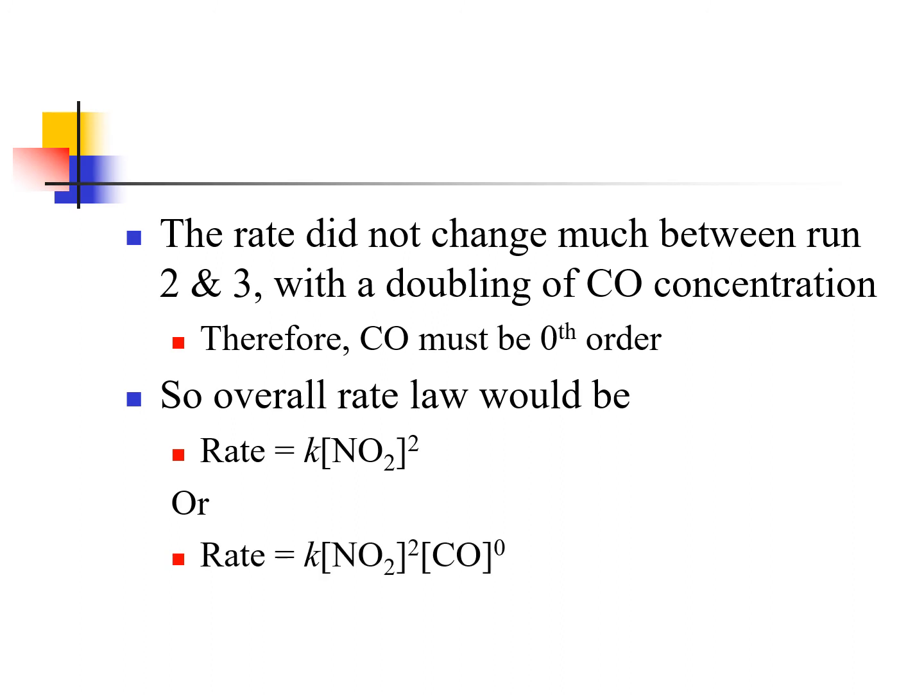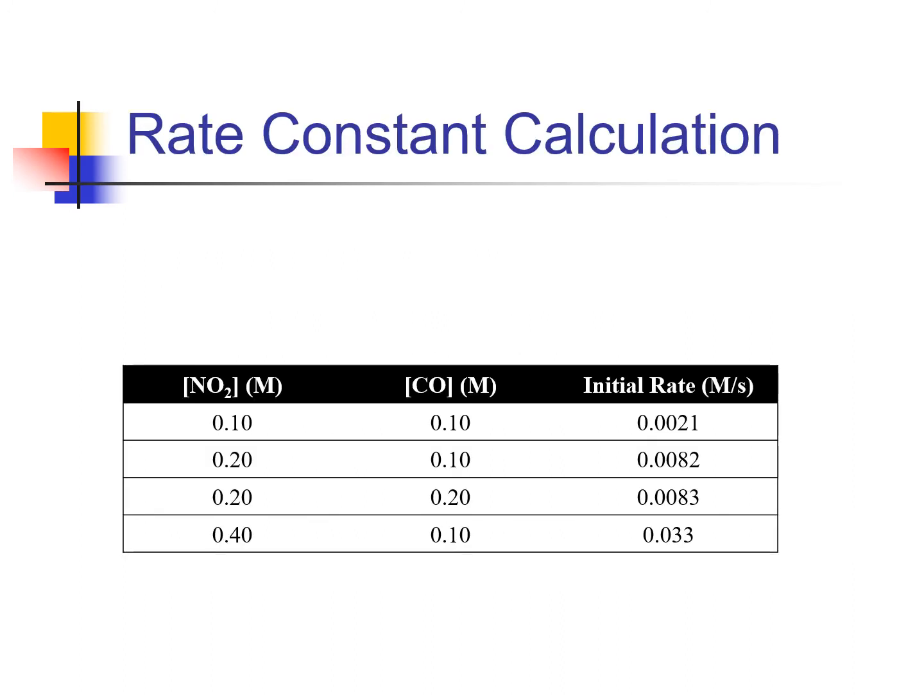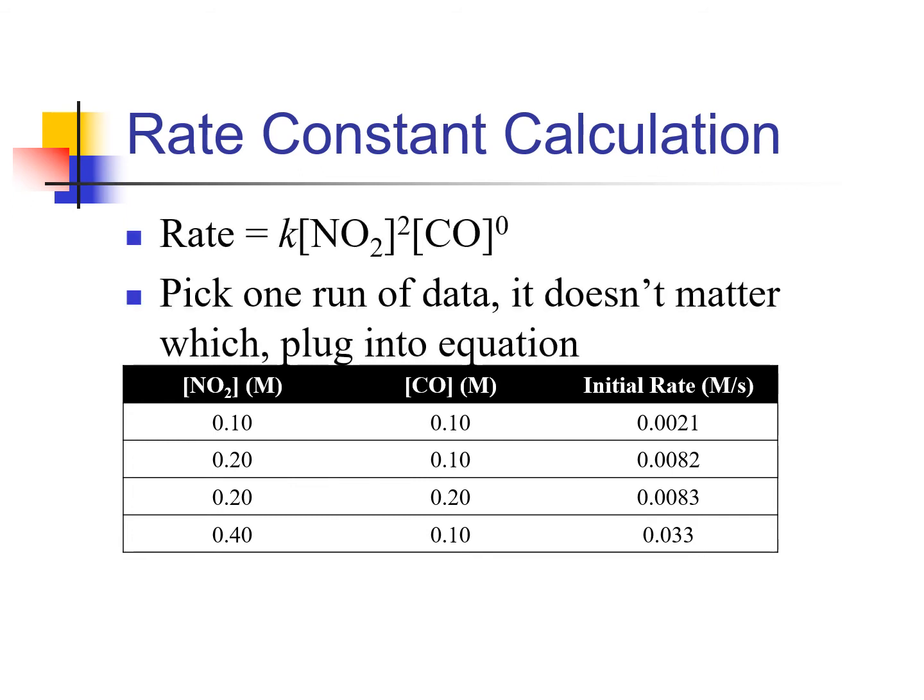Now, let's see. We want to find the rate constant. So to do that, now that we have the rate law, this is easy. We just pick one run of data. So again, we could pick run 1, run 2, run 3, run 4. It doesn't matter. And we simply plug it into the equation. I am efficient, not lazy. I am efficient. And so the way I always approach this is I always pick run number 1, if it looks good, and just plug it in.